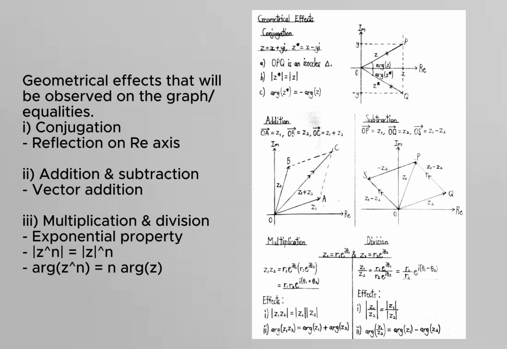For multiplication and division, the geometrical effect is different. When you take the product of two complex numbers, you get the product of two moduli, whereas for division, the quotient of two complex numbers will give the quotient of two moduli. For arguments, when you multiply, the arguments will add up to become the product argument, whereas for division, you take two arguments and subtract them, and you get the quotient argument.